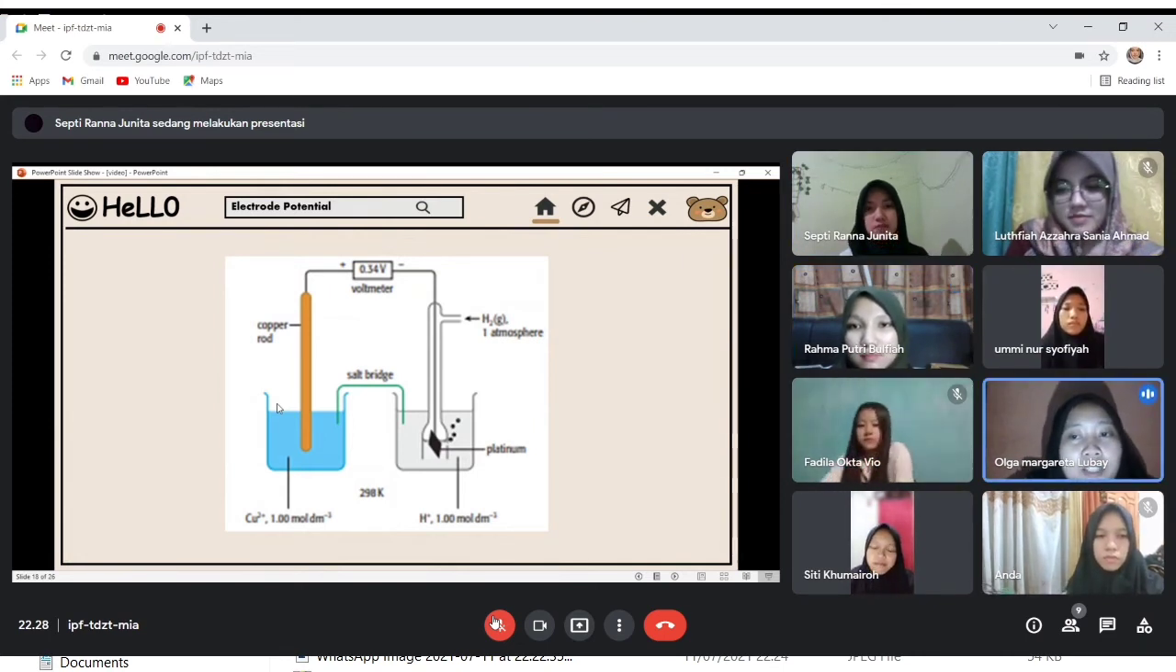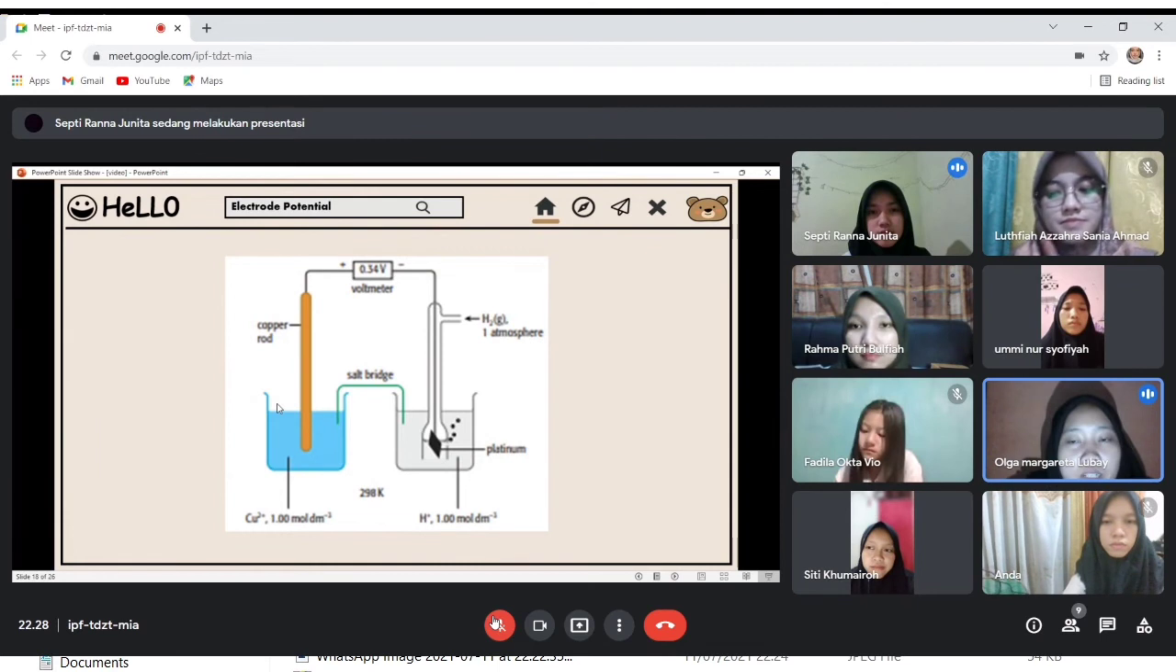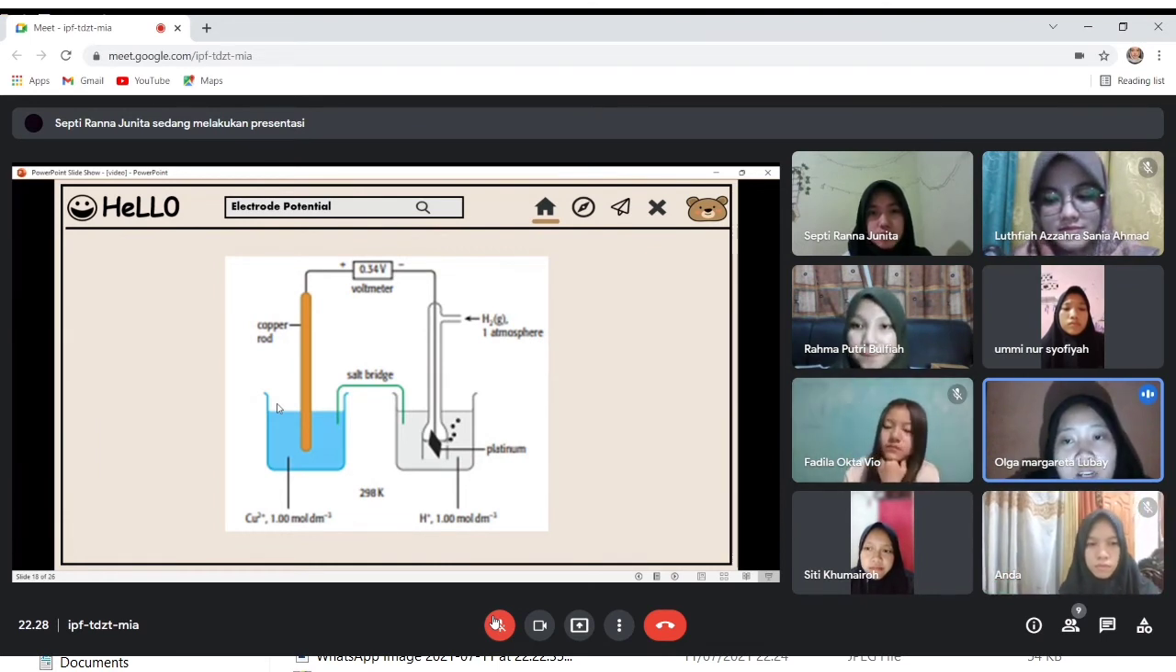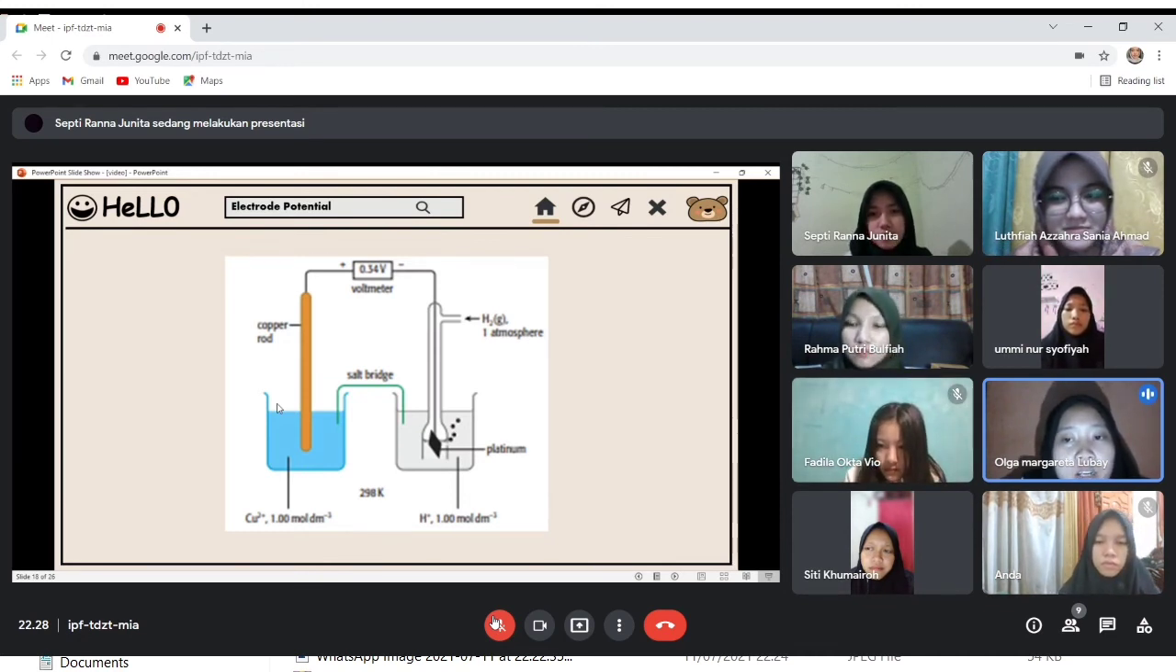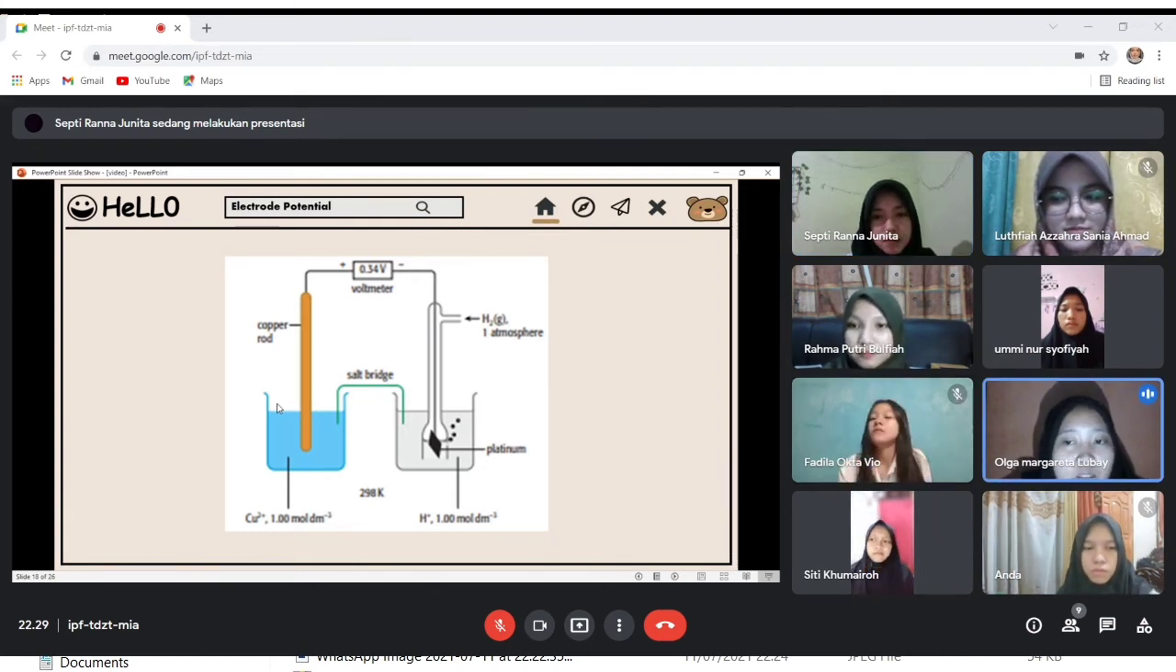Because based on the picture, the copper is the positive terminal, Miss, and the hydrogen electrode is the negative terminal. So, electrons are moving from the hydrogen electrode to the copper electrode, and hydrogen is being oxidized because it loses electrons, and copper is reduced because it gains electrons from the hydrogen electrode. Because copper is reduced, the potential value for a half cell of copper is bigger than hydrogen.